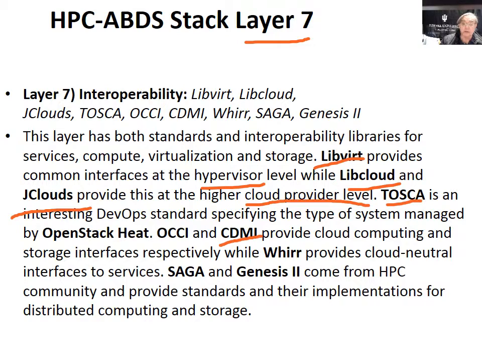OCCI is a cloud standard which specifies how to do computing, like Amazon EC2. CDMI is for storage, like Amazon S3. And Whirr is a way of doing services in a cloud-neutral fashion. SAGA and Genesis are well-known systems from the HPC community. They provide standards for distributed computing and both the computing and the storage aspects of grid computing.